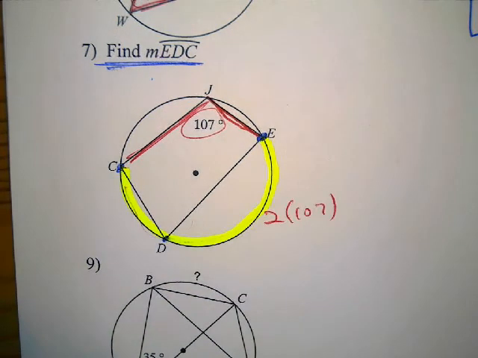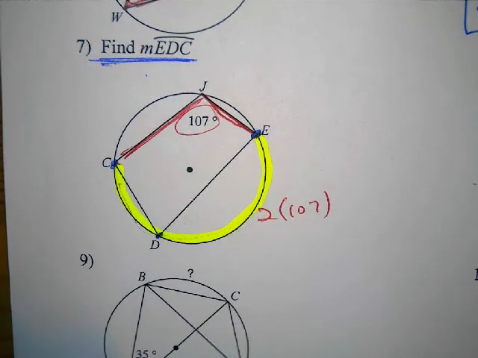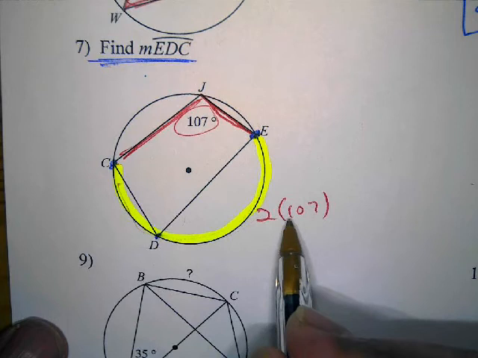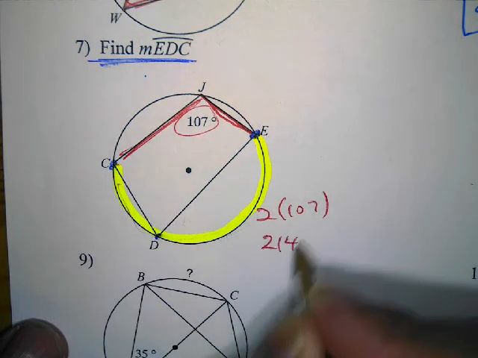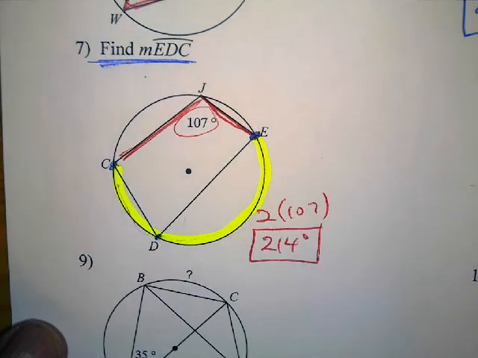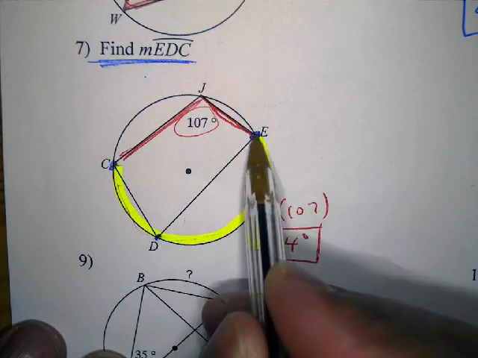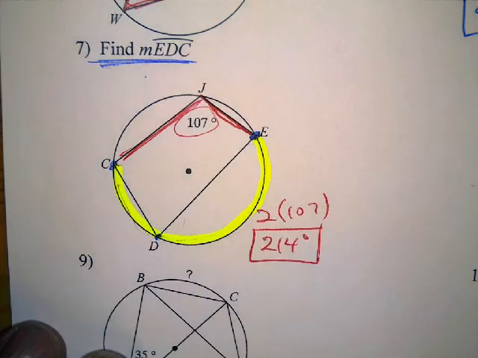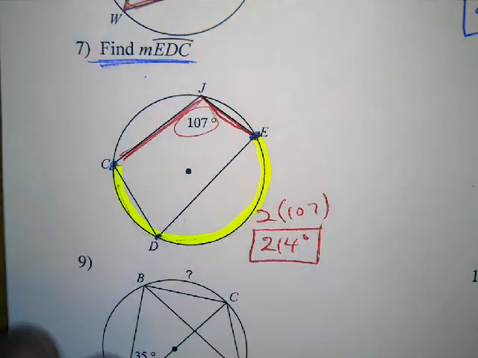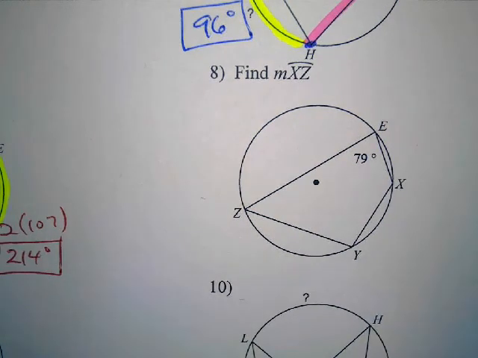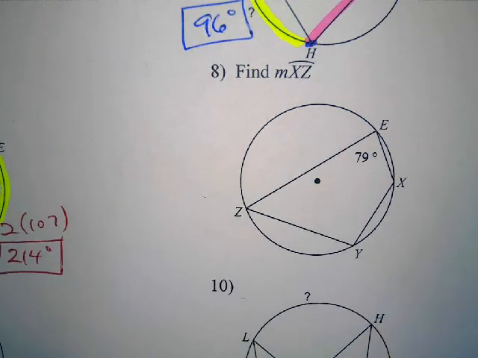If this is 107, the arc is what? Double of it. 2 times 107. Don't let these other little lines throw you off. It's still the same thing. It's still easy, right? 2 times 107 is 214. So it's 214 degrees. All right, see that? So just focus on what they're asking you to find, and once you narrow it down to looking at the inscribed angle, you're going to be okay.